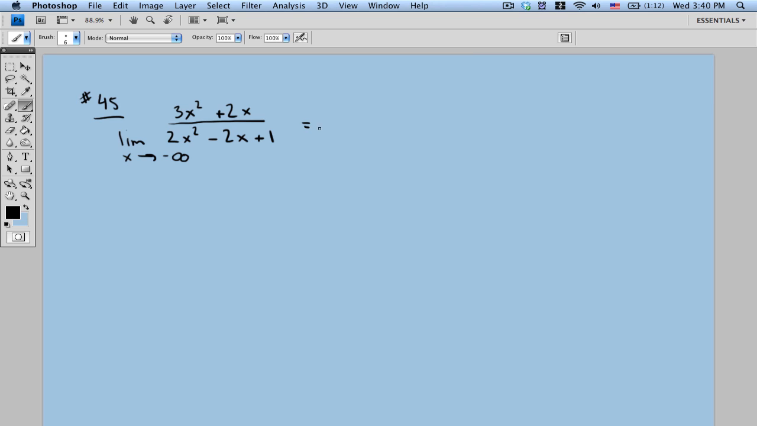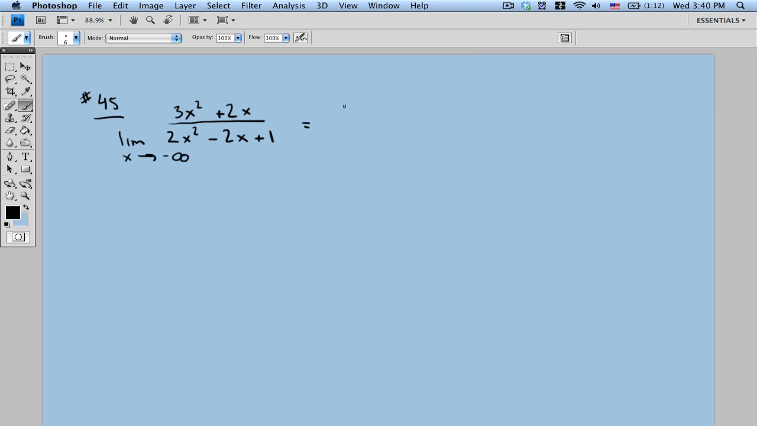Okay, so the technique that we use for these types of problems is that we divide everything by the highest power of x that we see. So in this case, the highest power of x that we have is 2.